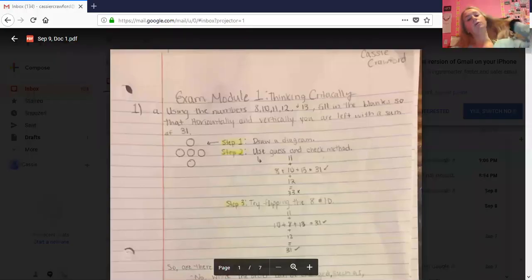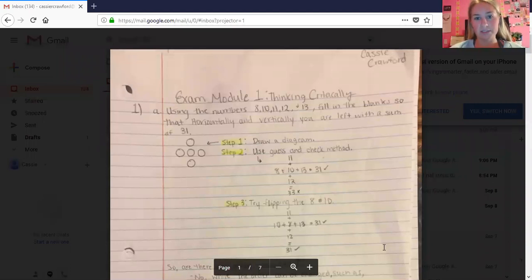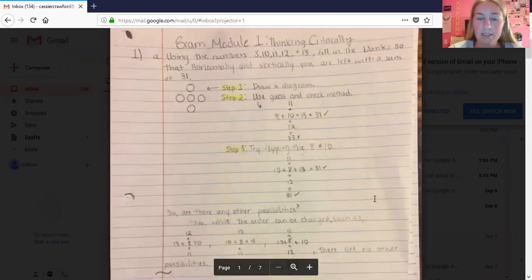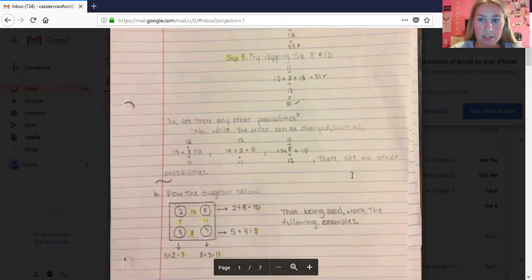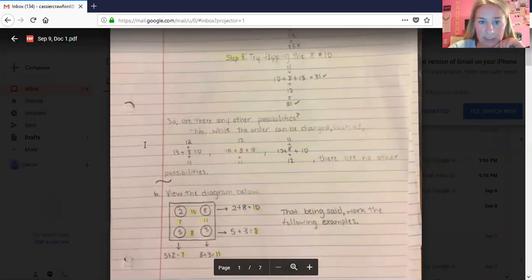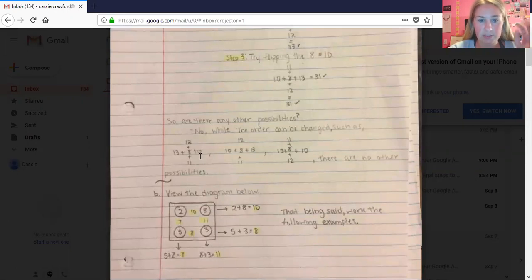Okay, so for number 1, it gives us the following numbers and we have to fill them into the blank. My first method was to draw a diagram and use guess and check, and as you can see, my first one didn't work out, so I flipped the 8 and 10 and ended up with the result that I wanted. And you cannot get any other possibilities because this is the only possible way. You could switch the orders around like I showed right here, but like I said, there's no other possibility.